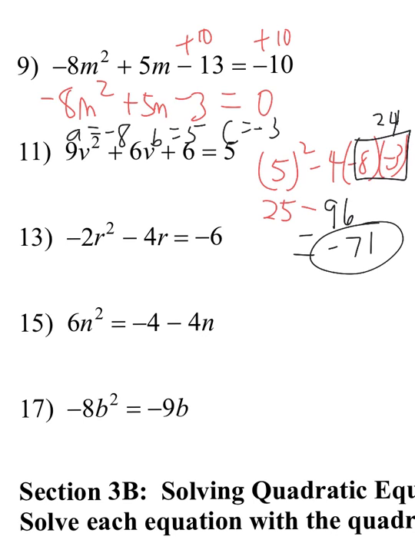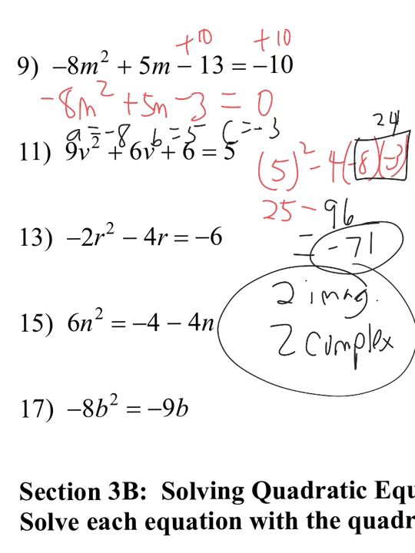So the value of the discriminant is the first thing we need to give for our answer, and then we need to state the number and type of solutions. If the discriminant is negative, it is two imaginary solutions, or you could say two complex. Either one of those is okay. Imaginary and complex mean the same thing.